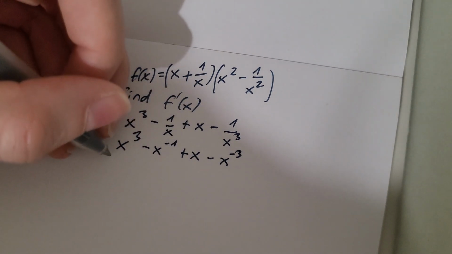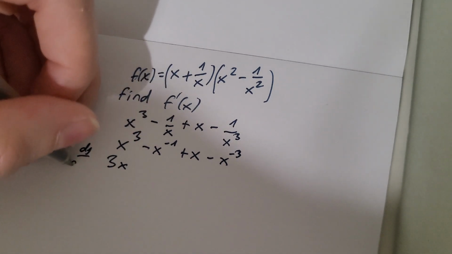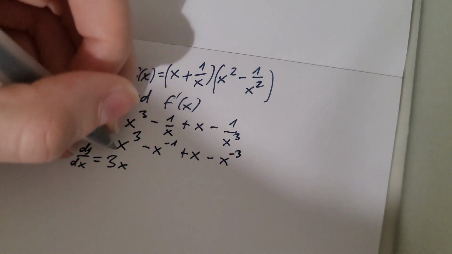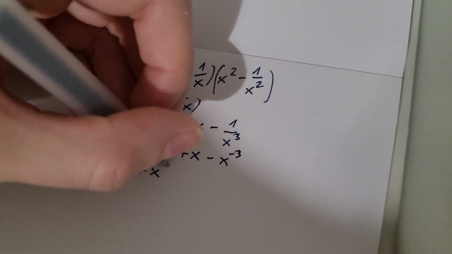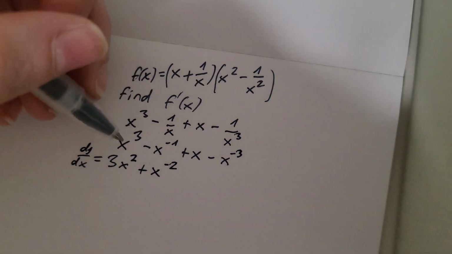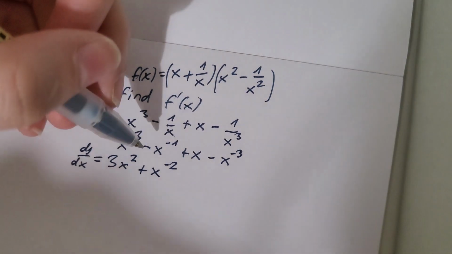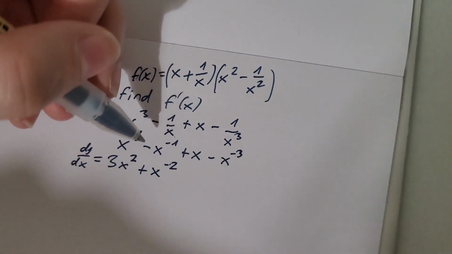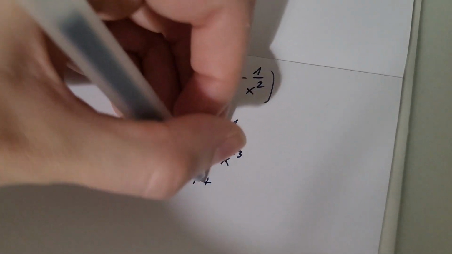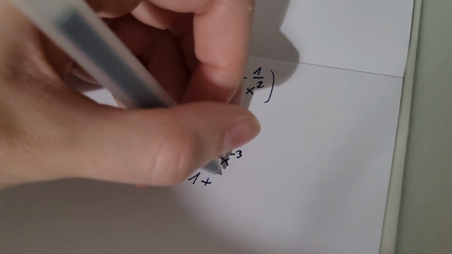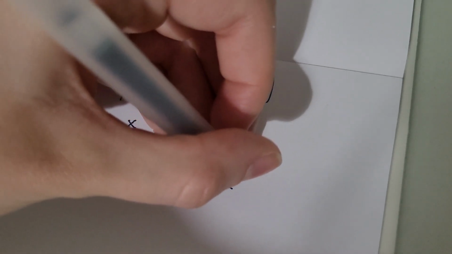And then I'll just find the derivatives. So the derivative is equal to this. So I'm bringing down the exponent each time. Right? So this exponent came down, 3x squared, and then negative 1 times x to the power of negative 2, and then the derivative of x is just 1. And then here we have negative times negative is positive, 3x to the power of negative 4.